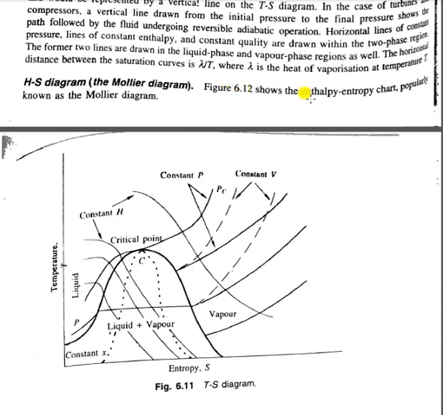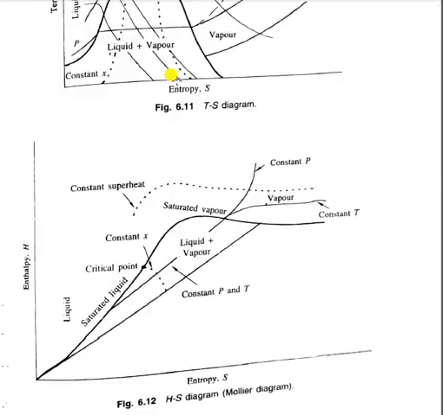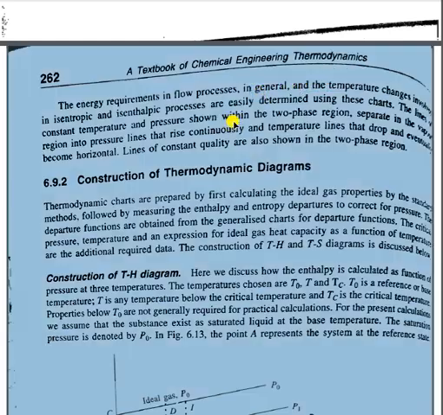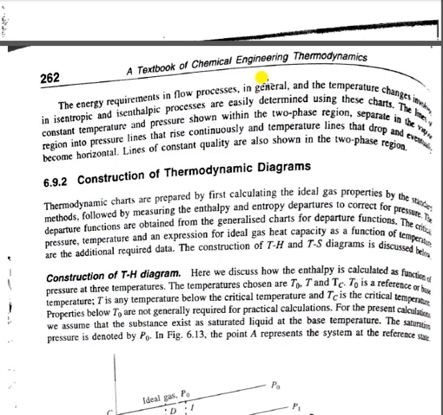So the figures show the entropy enthalpy chart, popularly known as a Mollier diagram. The energy requirement in this flow process, where pressure and temperature changes are involved, is isentropic and isenthalpic. Isentropic you know; isenthalpic means the process is proceeding without change in enthalpy, so the enthalpy remains constant. It is called isenthalpic.